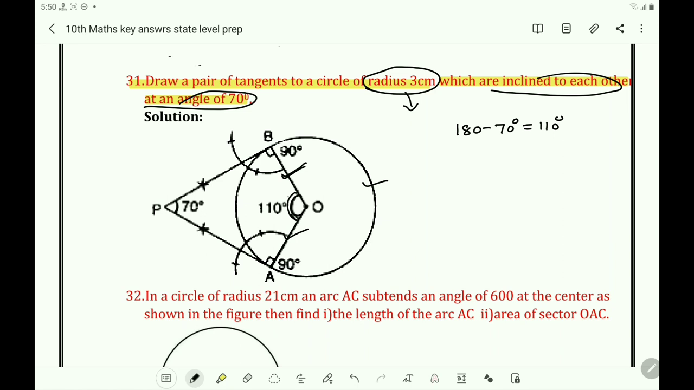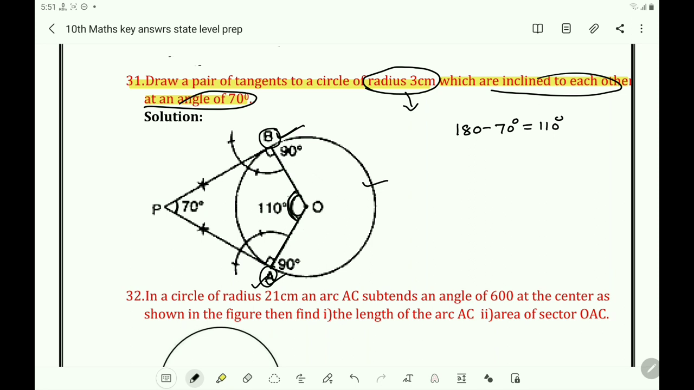That is 110 degrees. After that, here A and B are the ends of the radii. That is, A and B are the points on the circle. Draw the perpendicular at points A and B to the radii OA and OB respectively. You know the method of drawing the perpendicular.